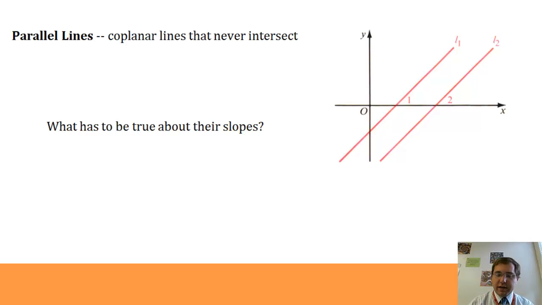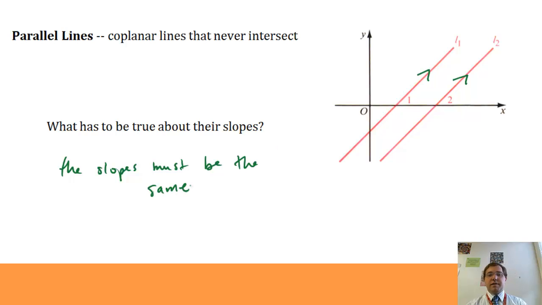If I claim that these two lines are parallel, which I could maybe denote by putting these arrows on them, what has to be true about their slopes? If they're never going to intersect, then they must be going the same direction constantly. They must always be going at the same angle. That's another way of saying that they must have the same slope. The slopes must be the same. If they're not, if one of them is even slightly different, then eventually they're going to intersect. So the slopes must be the same.